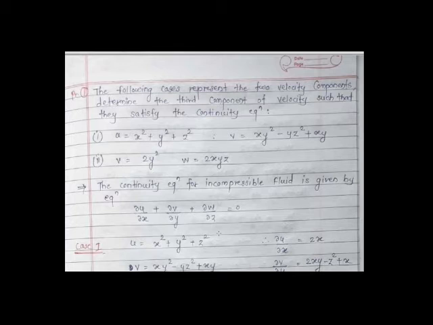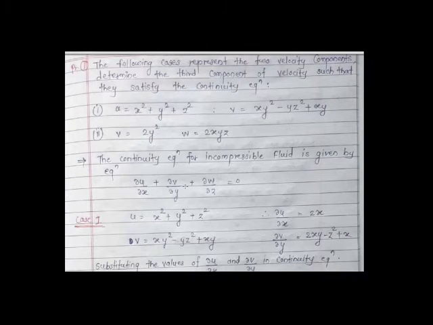In the example, they have given the values of only two components. We have to find the equation for the third component. Now let us solve this example. As we know, the continuity equation for the compressible flow is given by dou u by dou x plus dou v by dou y plus dou w by dou z is equal to 0. So first we will find the solution for the first case.